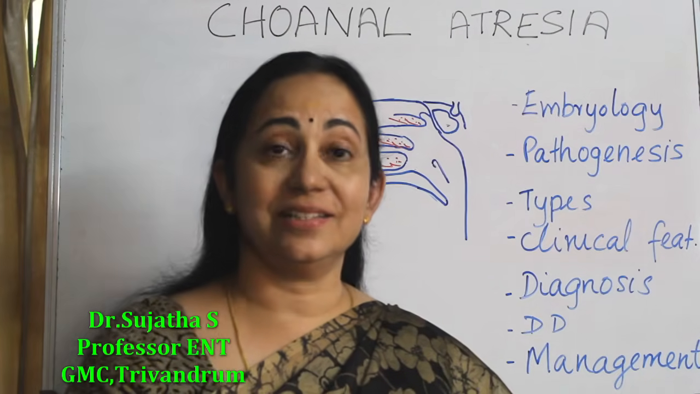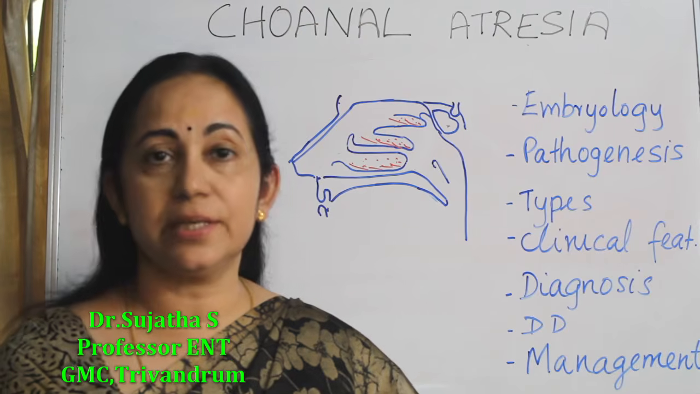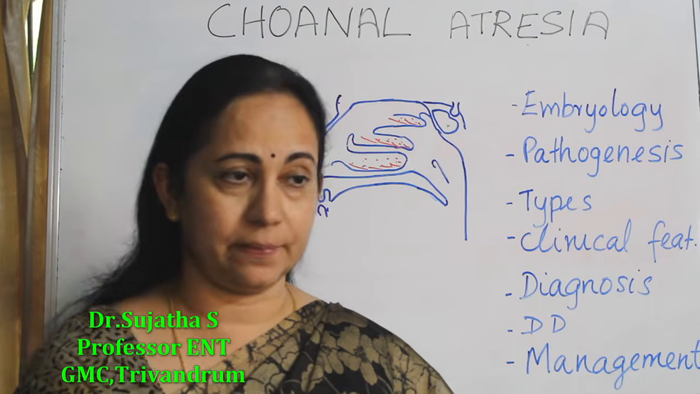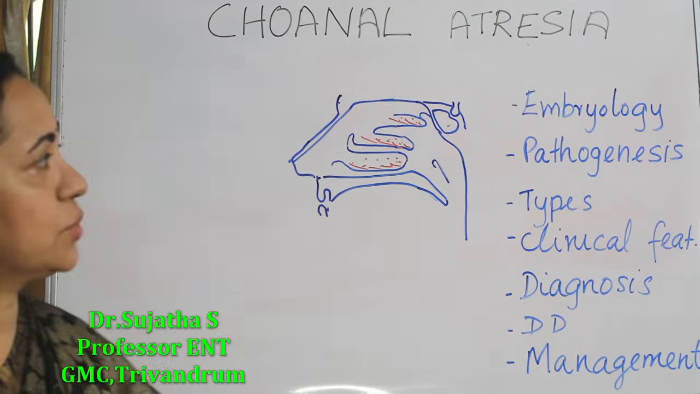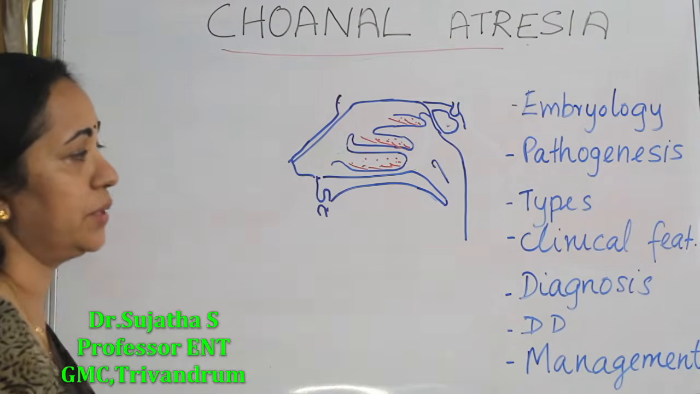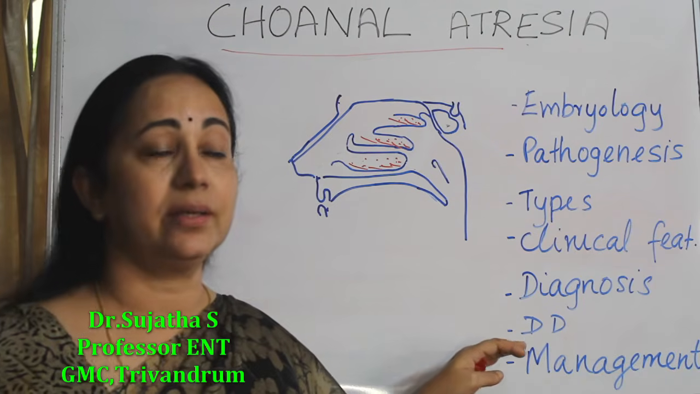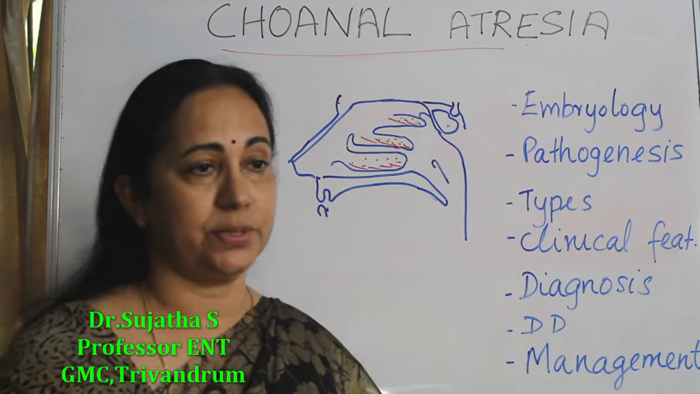Choanal atresia is a congenital condition where the posterior nasal aperture failed to canalize. So let us discuss choanal atresia. What is choanal atresia? What is the embryology? What is the pathogenesis? The types, clinical features, diagnostic modality, differential diagnosis and management options.